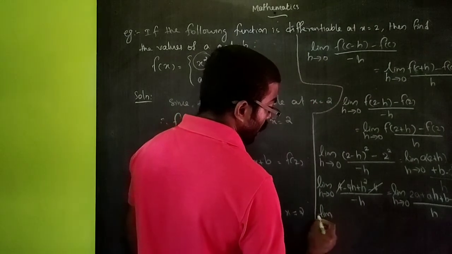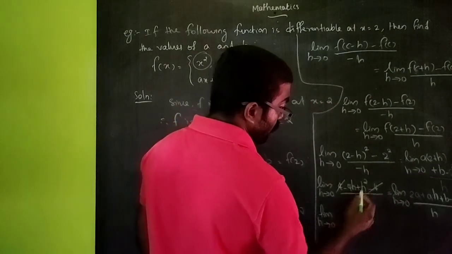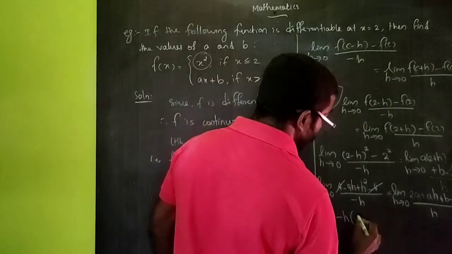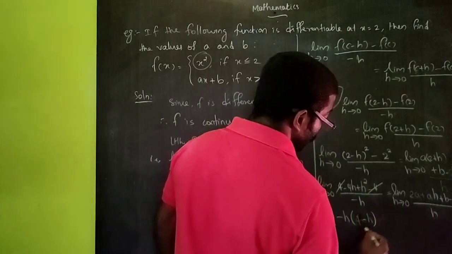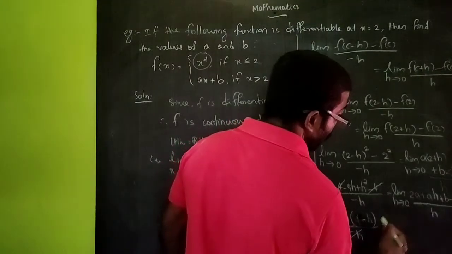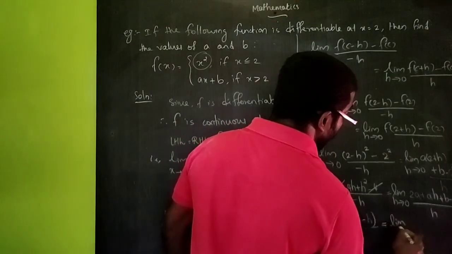That is limit h tends to 0. From this we can take minus h common. So minus h into 4 minus h divided by minus h. This minus h we can cancel, and which is equal to limit h tends to 0.